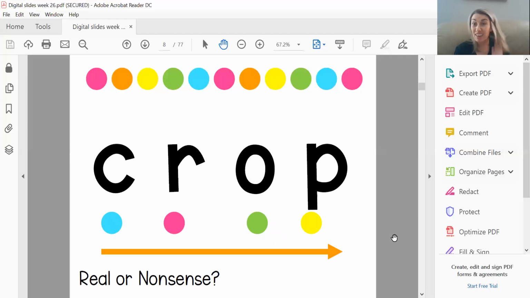All right, my friends, I love this. What we have to do is we have to touch each letter to say that sound. Then we take our finger and we trace it to blend to make that word. If it's real, or if it's nonsense, not real. If you're ready for this challenge, go woo woo! All right. Crop. Let's try it again. Crop. Real, not real? You said real, I agree with you. Crop is a real word.